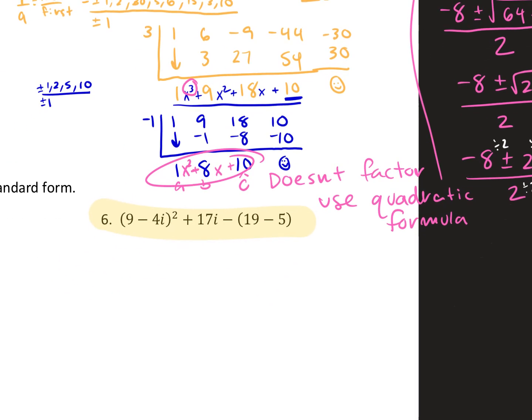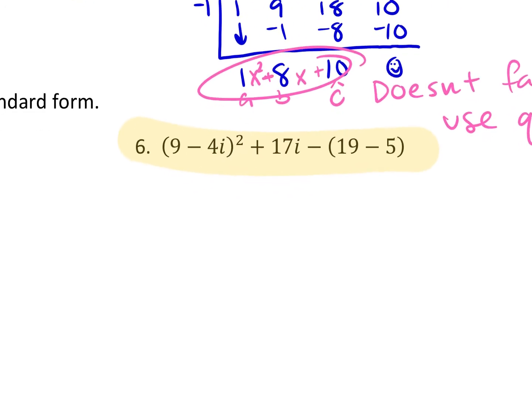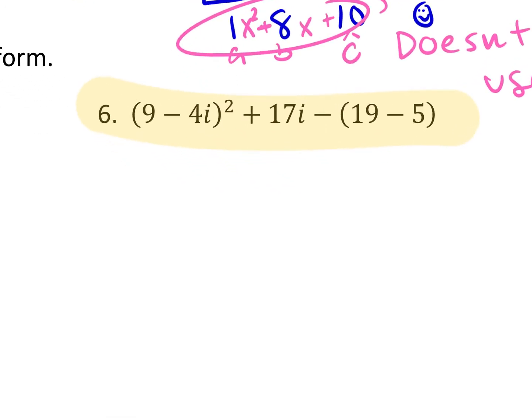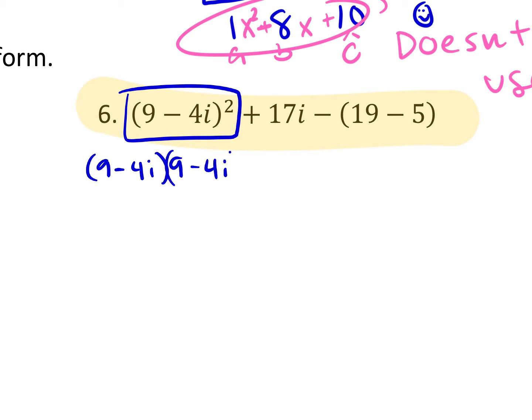All right, next one, let's look at 6. So here I just have to perform the operations and simplify. What do I need to do first for number 6? Perfect. I got to square this. I got to do my exponent first. So this is 9 minus 4i times 9 minus 4i. So you cannot just distribute the squared. Write it twice and FOIL it out. So when we FOIL this, we get 81 minus 36i minus 36i plus 16i squared.